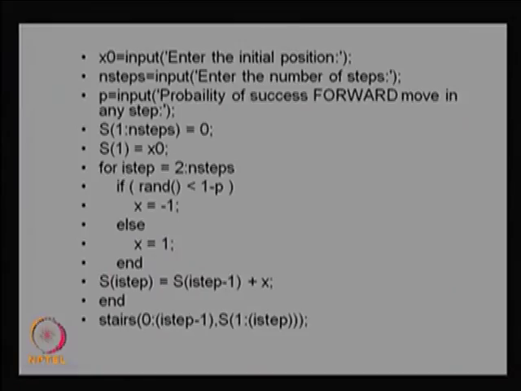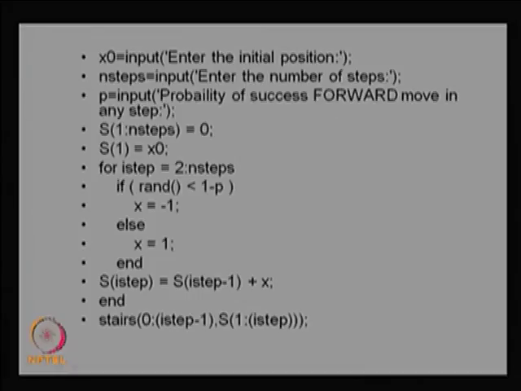I can create a sample path of the simple random walk by using MATLAB code. For that, I have to fix the initial position, the maximum number of steps up to which I would like to find the sample path, and the probability of success in each step, which is the forward move probability. Accordingly, X takes the value 1 with probability p, and the value minus 1 with probability 1 minus p.